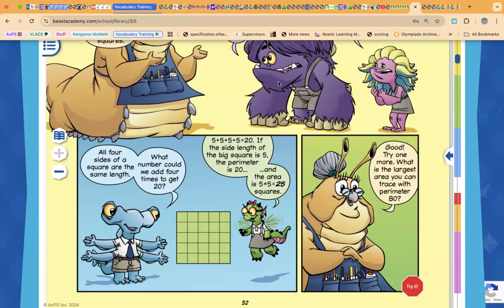Are you guys getting it? Yes. So, whenever you want the largest area, you have to make squares. Did you get it? Ritu, did you get it? Yeah. Okay, we'll stop here, guys.